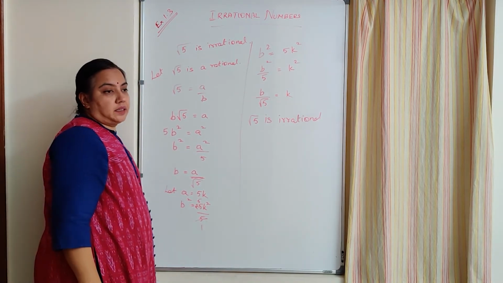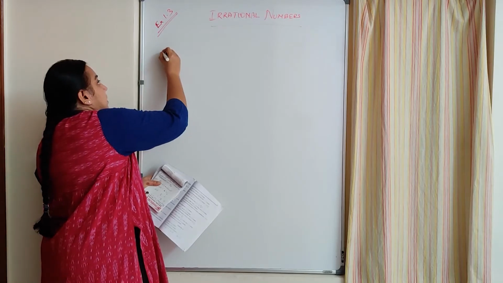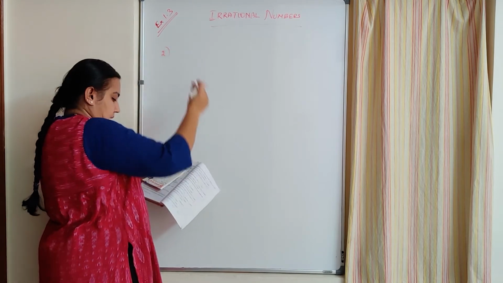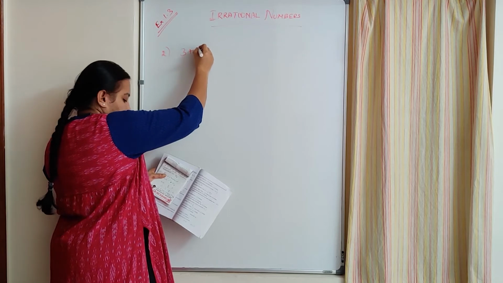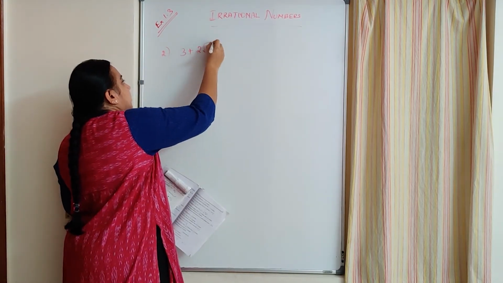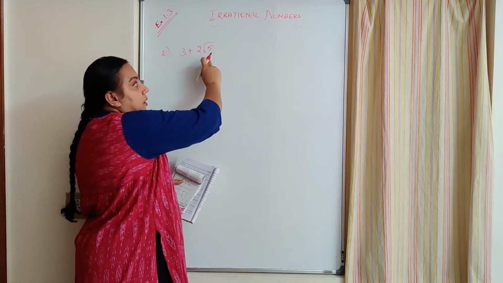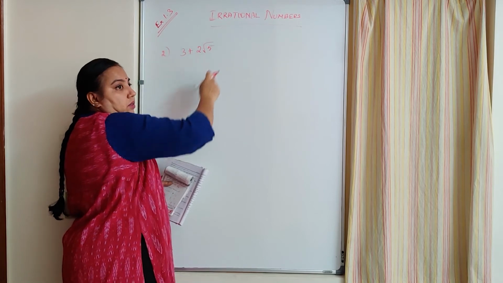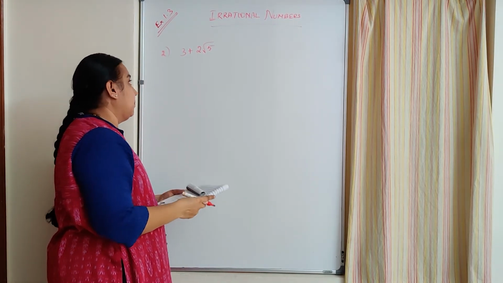Because of the contradiction theorem, it becomes irrational. The second sum is, we have to prove that 3 plus 2 square root of 5 is irrational. Okay. And again we have the same square root of 5, the prime number inside the square root. With this, remembering that, we are going to continue this sum.